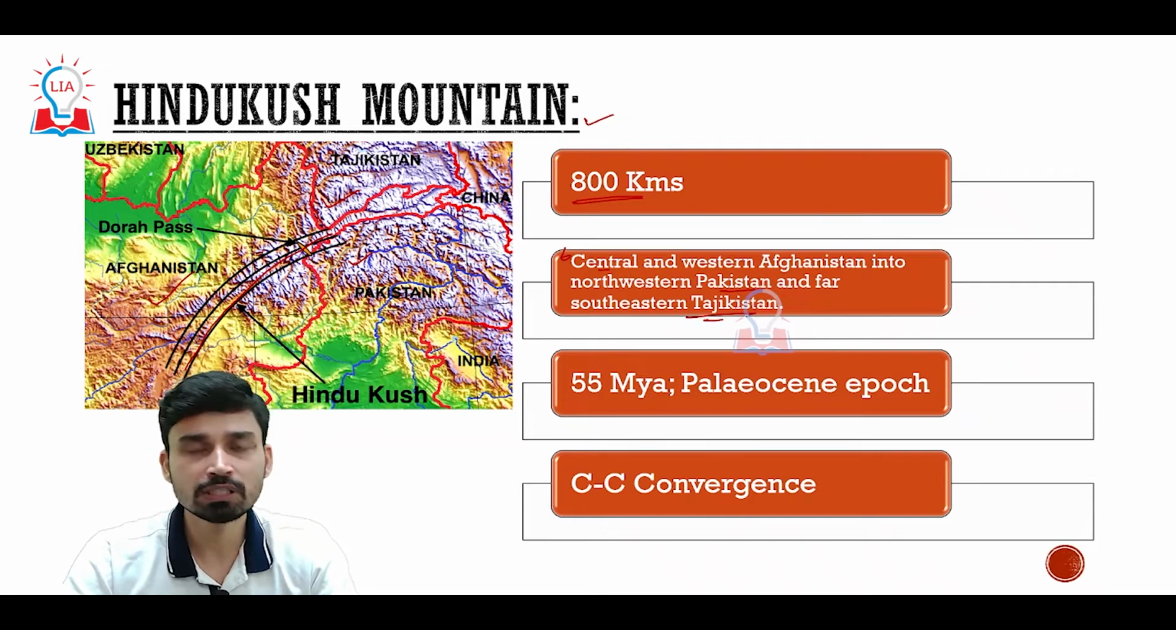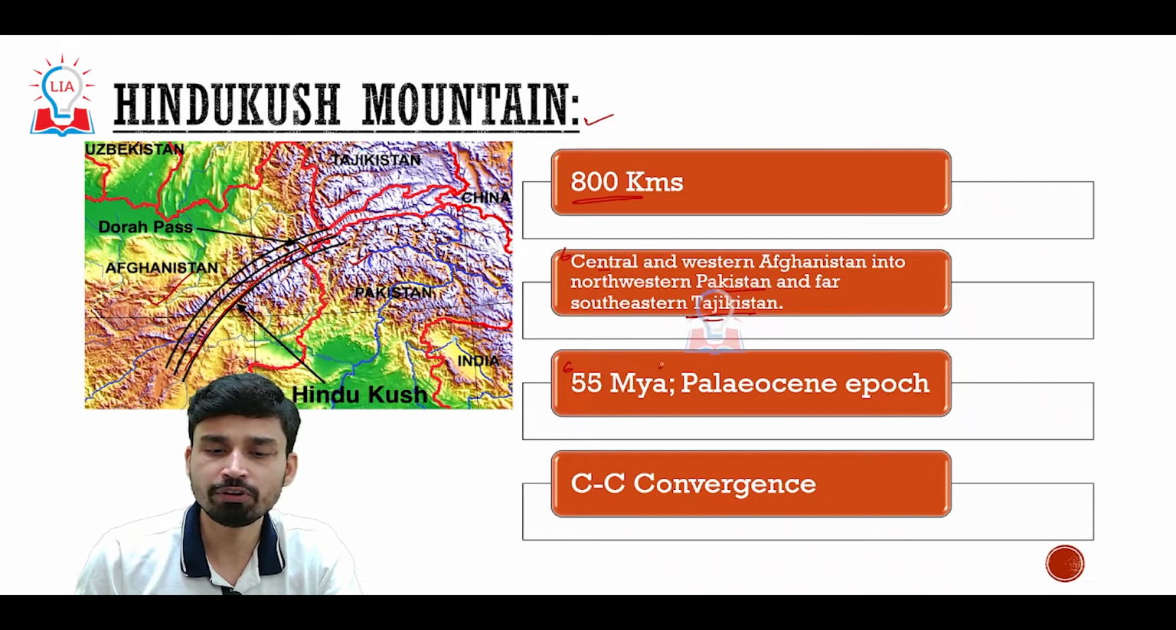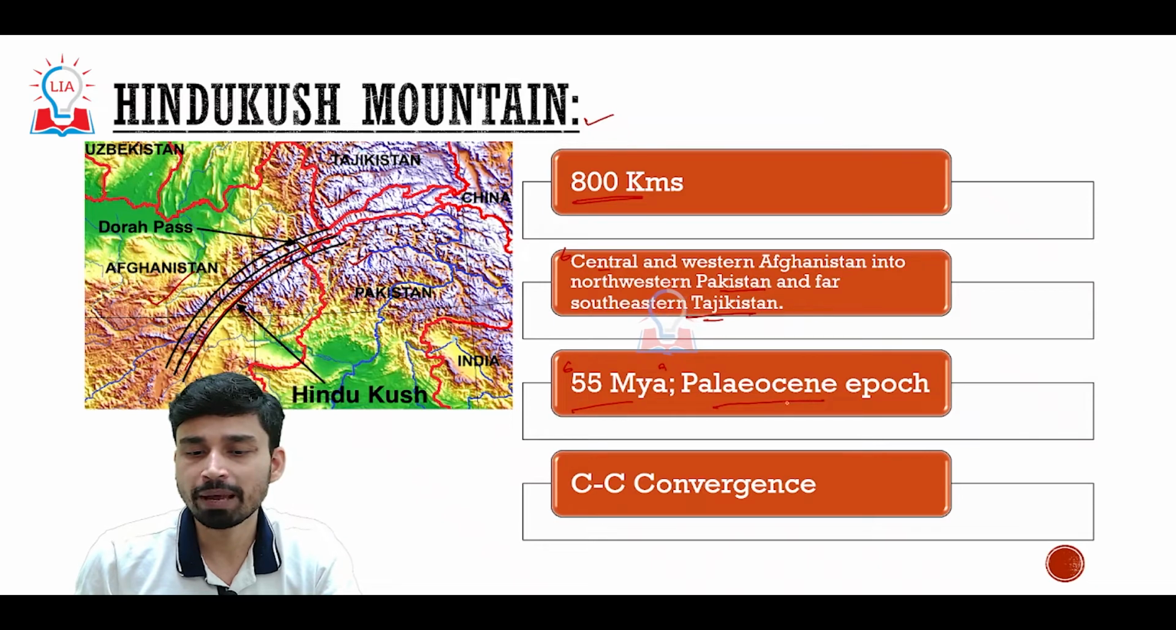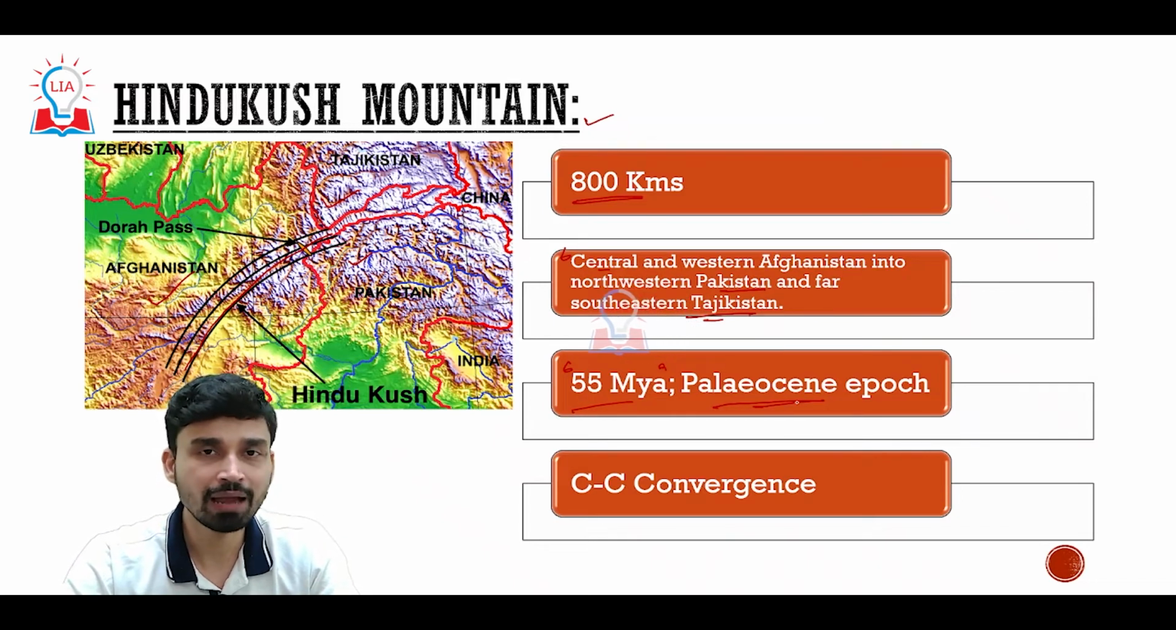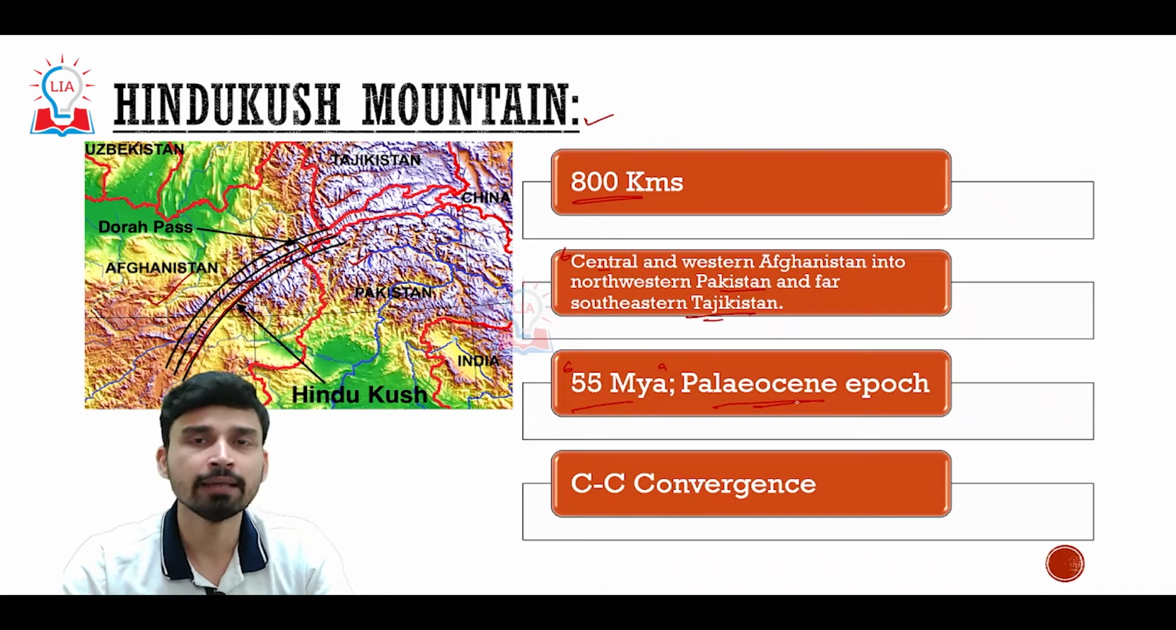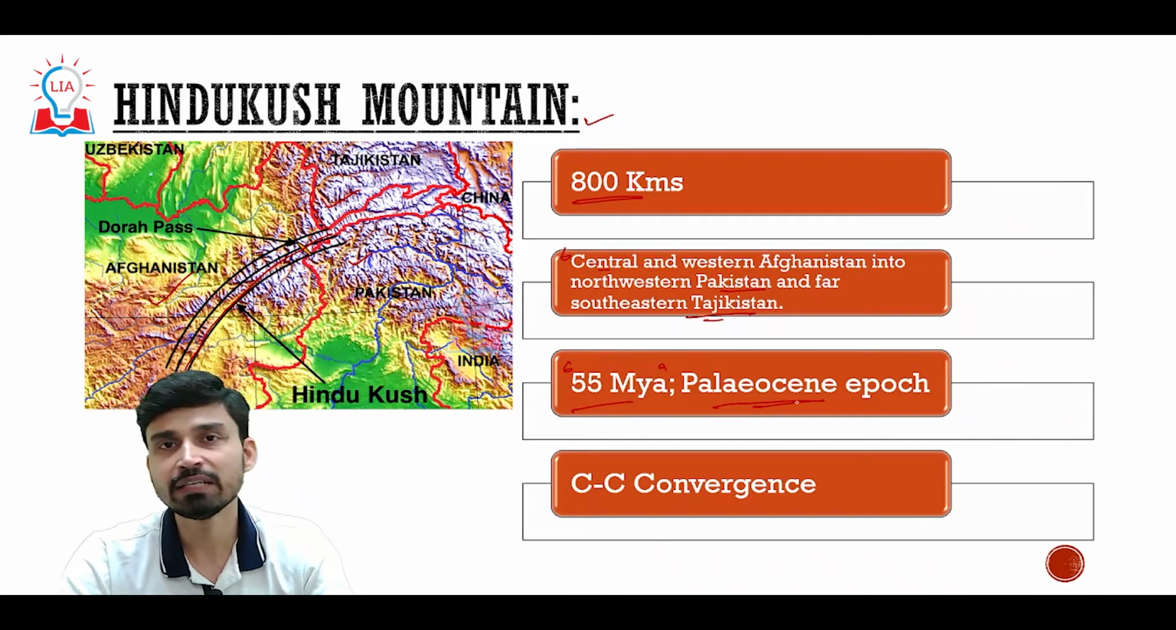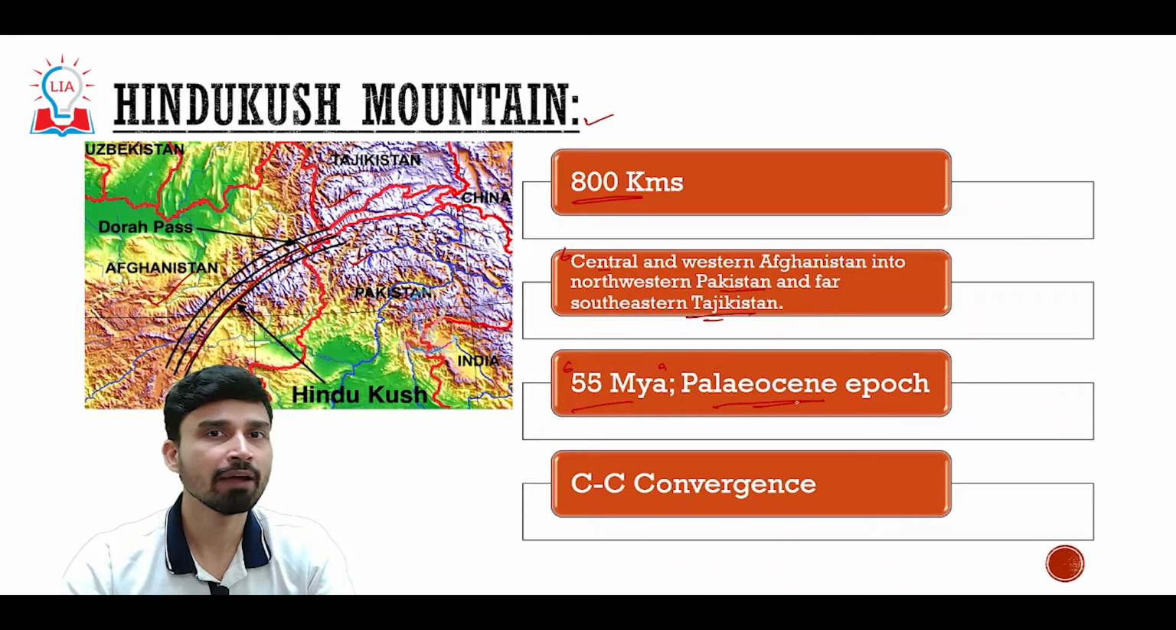The development of this mountain is believed to have occurred about 55 million years ago during the Paleocene epoch, when again we had a continental convergence between the Indian plate from the south and the Eurasian plate from the north. So basically, we can say the Hindukush Mountain has the same orogeny as the Himalayas in India, Nepal, and the other regions.